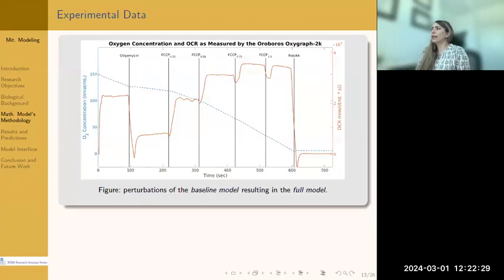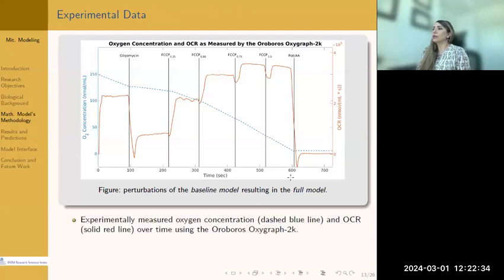The experimental data used to validate the model was obtained using the Oroboros Oxygraph-2K, depicting changes in oxygen concentration, which on this graph is shown in dashed blue line, as well as the OCR plotted in solid red line over time. These measurements were conducted on cortical mitochondria extracted from C57BL/6 mice.